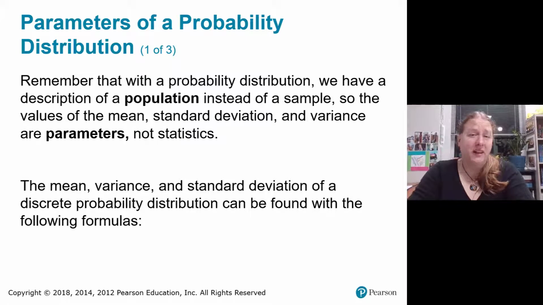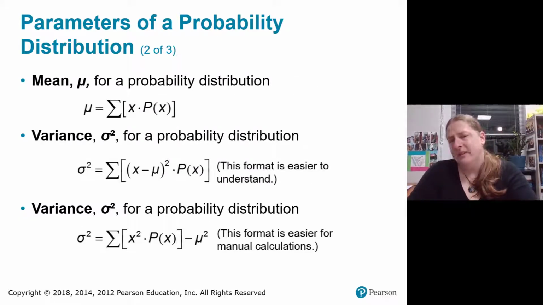So we'll be using those Greek letters to stand for the mean, the standard deviation, variance, rather than the x bar and s squared that we've been working with when we were dealing with sample means and standard deviations and variances. So here are our formulas. They look a little bit different, but also similar to what we were dealing with before. So the mean for a probability distribution, we find that by taking each of the values of our random variable and multiplying them times their associated probabilities. We do that for all the possible values of our random variable, and then we add them all up. And that's going to give us the mean of our probability distribution.